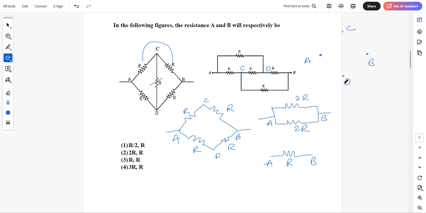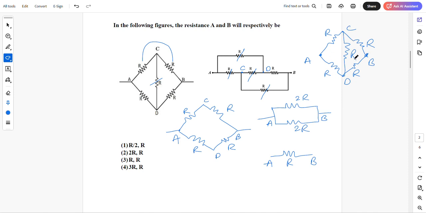This resistor is between A and C. Again between A and D one resistor is like this. We cancel, already we have taken this one. Now between C and D one resistor is there. Between B and C one resistor is there, R. Between B and D one resistor is there. Note, this is the same as this circuit.